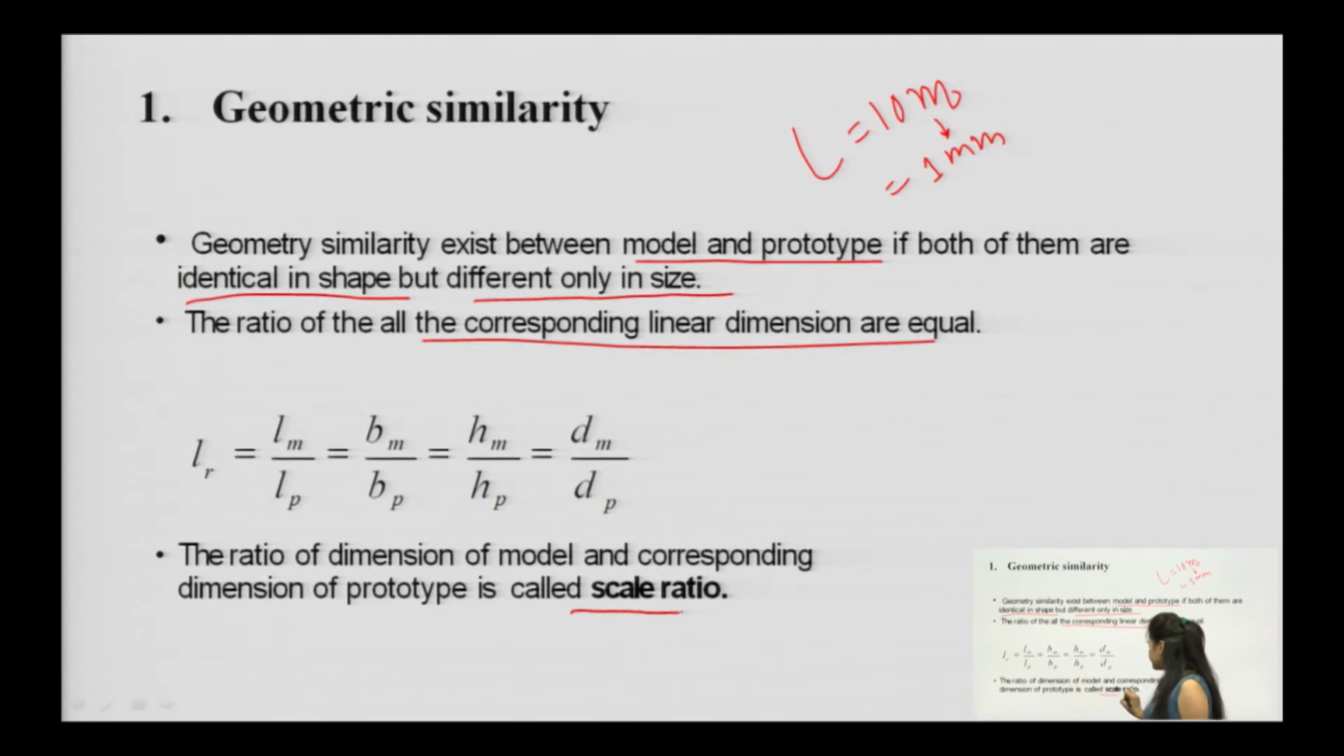If you are taking the ratio of the dimensions of model to its prototype, then that is termed as scale ratio. If somewhere you are getting the scale ratio, it means you are having this ratio.